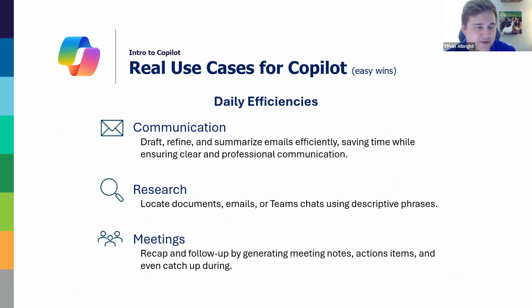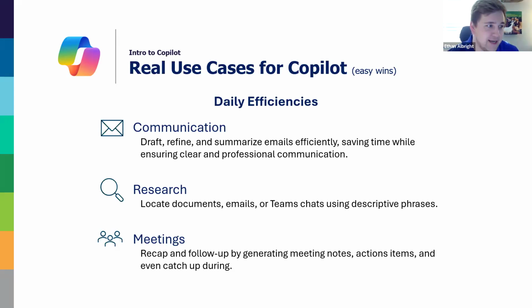I'm calling them daily efficiencies. So like communication, really all the AIs assist in this realm with drafting an email, summarizing an email. I'm sure a lot of us here have been tagged on that email chain that's 47 emails long and you get the FYI. Well, it can summarize that entire email chain for you.